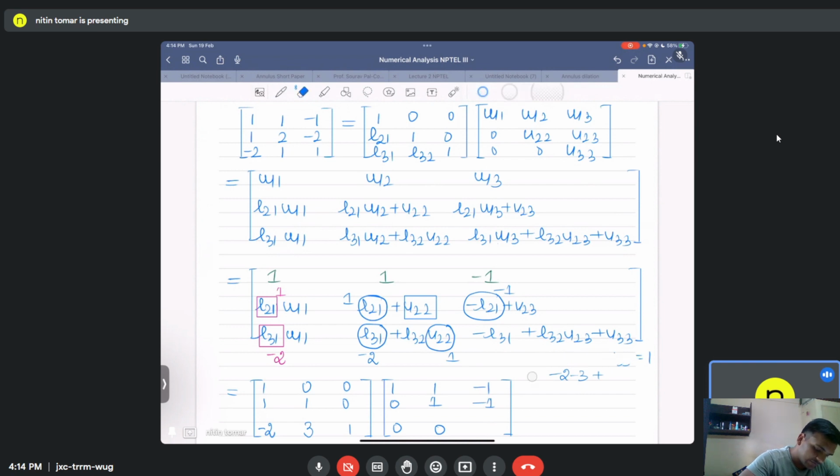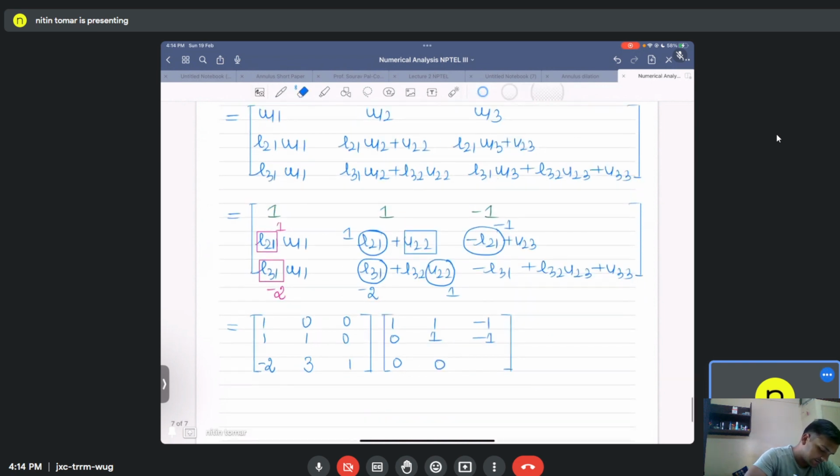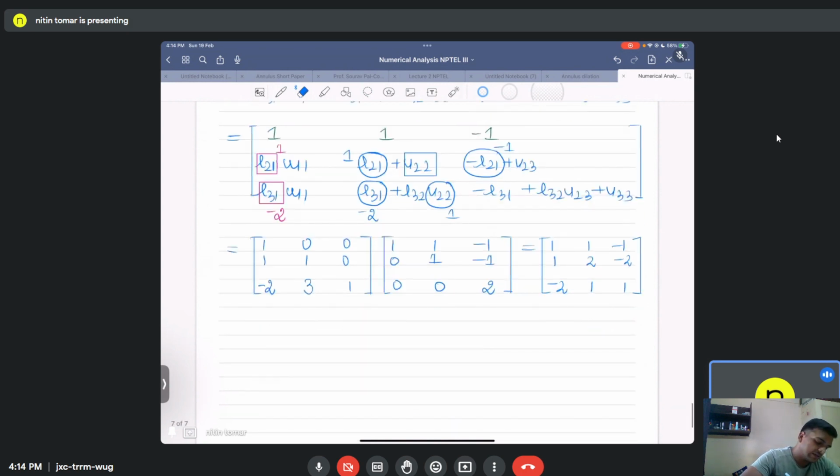Oh, okay, directly we should, because only one entry is left. Yeah, right? This should be equal to the original matrix. Original matrix is 1, 1, minus 2, 1, 2, 1, minus 1, minus 2, 1. Now you please tell me. From here you can tell, right? 2 minus 3 plus x is equal to 1. So it will be minus 1 plus x. So it should be 2, right? Is this correct?